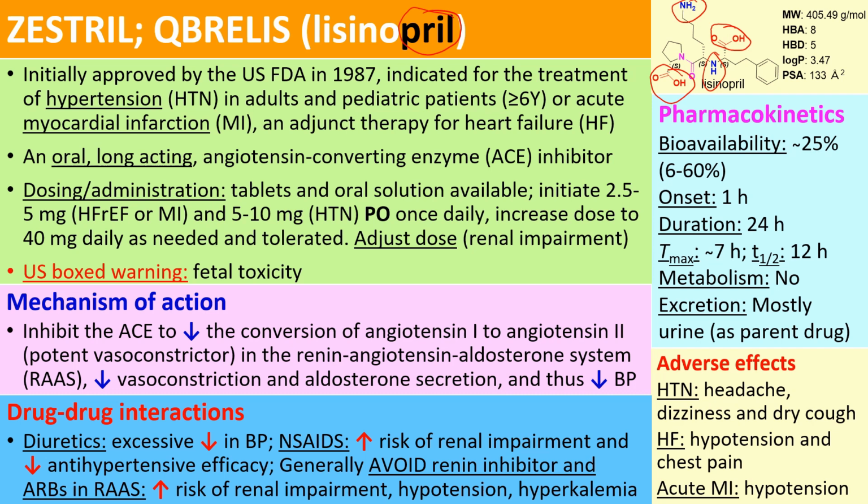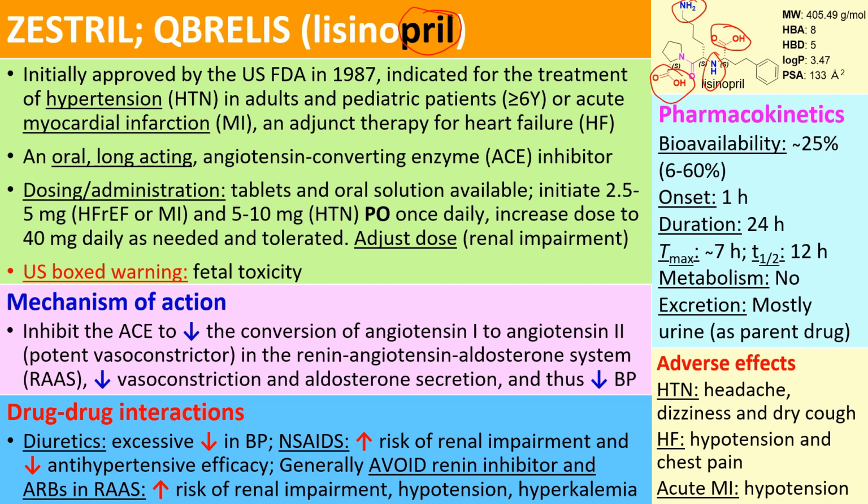Mechanistically, this medication inhibits the ACE. The ACE is the angiotensin converting enzyme. By blocking this enzyme, this would lower the conversion of angiotensin 1 to angiotensin 2. And angiotensin 2 is a very potent vasoconstrictor. So by blocking the ACE enzyme, this would decrease the production of angiotensin 2.